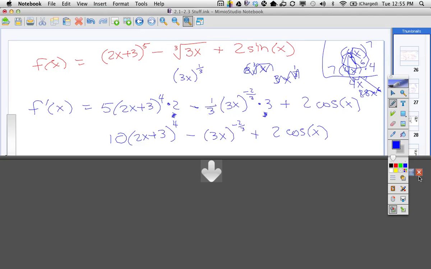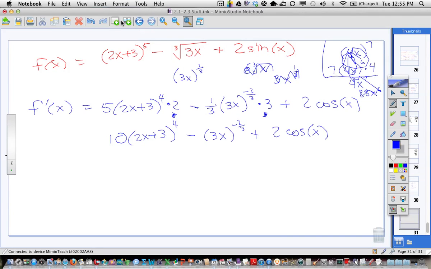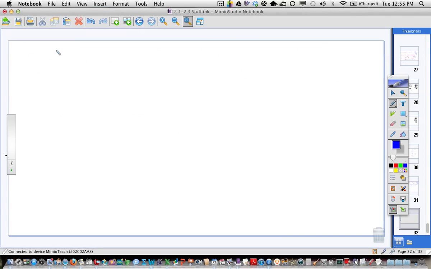All right, now, something from section 2.1. That was kind of from section 2.2. Let's start with f of x equals 2x squared minus 3x. And I want you to find f prime of 3 using the definition of the derivative. The long one. That right there.